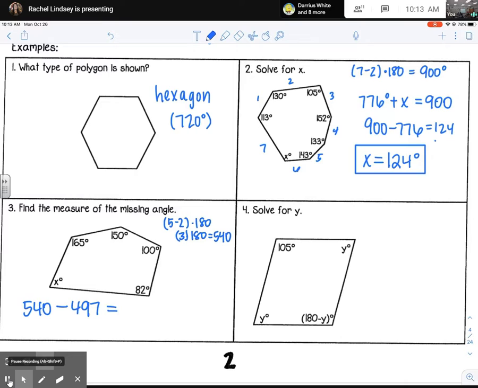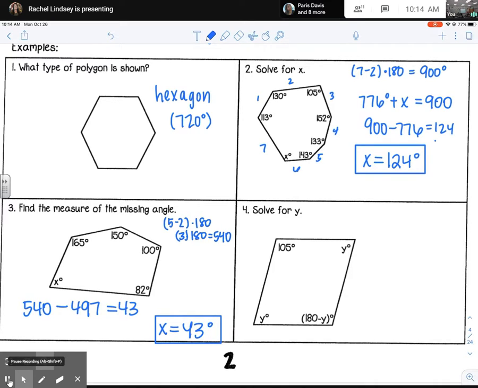Alright, look at the next one. It's a little difficult. So what's x equal? 43. It is an equal angle. No, it's not. There are 2 sets of equal angles in it, but it's not all equal. So 1 equals that. Oh, okay.